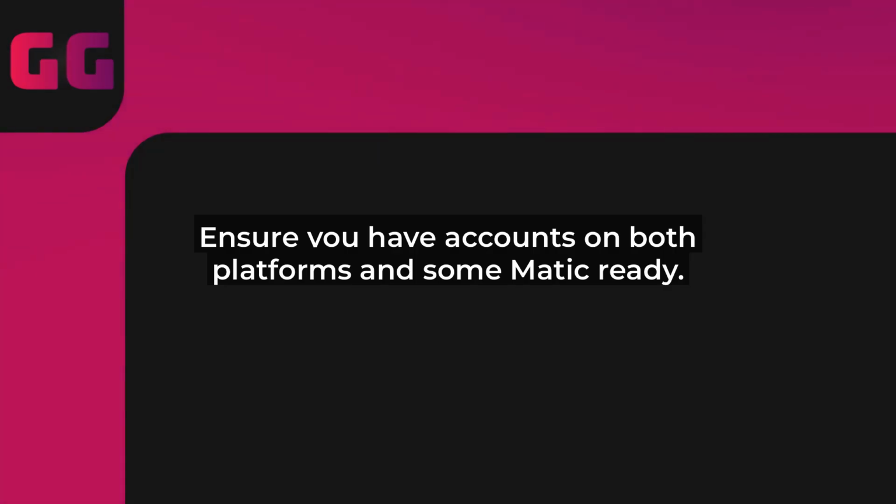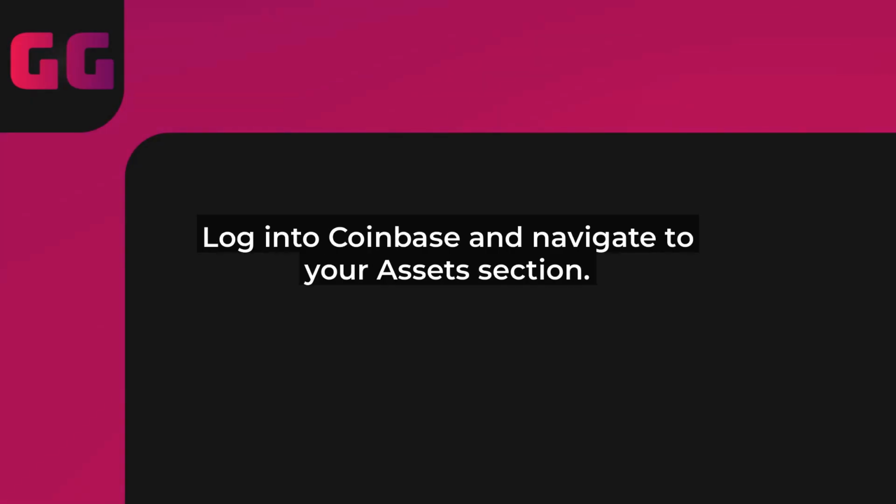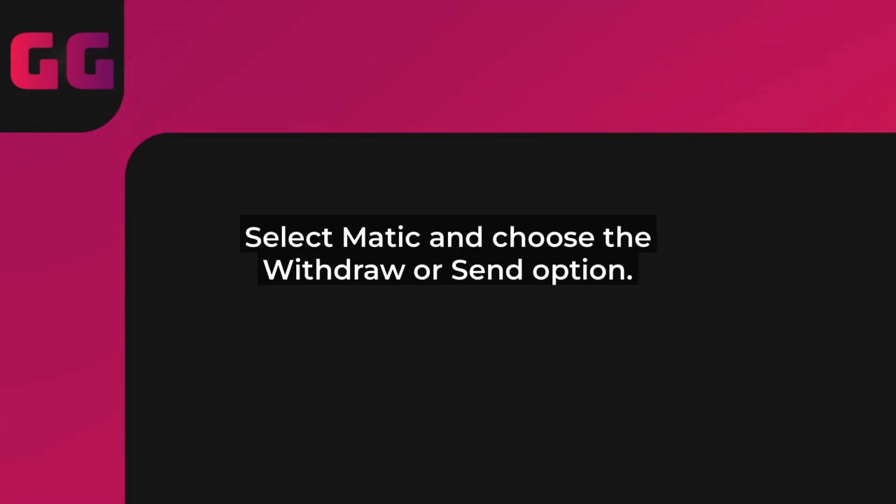First things first, make sure you have accounts set up on both Coinbase and Gemini. You'll need some Modic in your Coinbase wallet and the exact wallet address from Gemini. Start by logging into your Coinbase account. Once you're in, navigate to your dashboard and select the Assets or Portfolio section. Find Modic in your list of holdings. It's also known as Polygon these days.